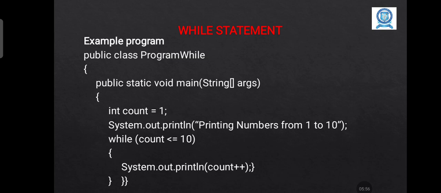And we are printing. Also we are incrementing the count value. So each time the count value will be incremented, the loop will be executed until the value is equal to 10, after which when the count value becomes 11, the while loop will be terminated.